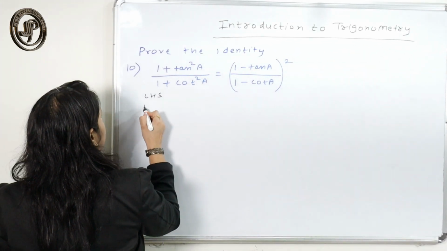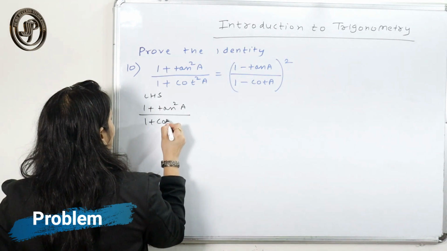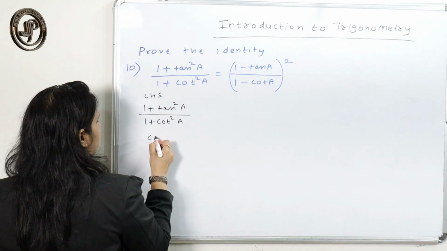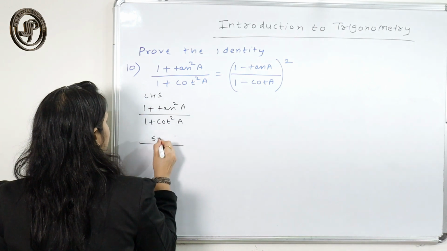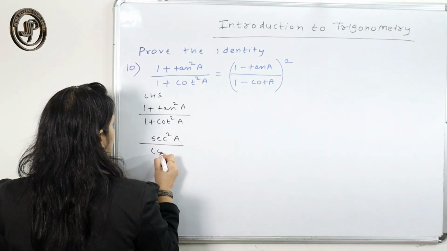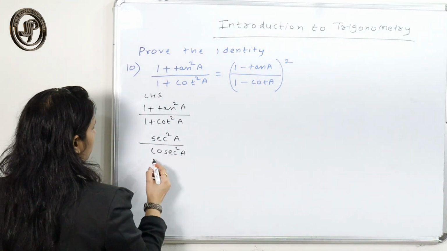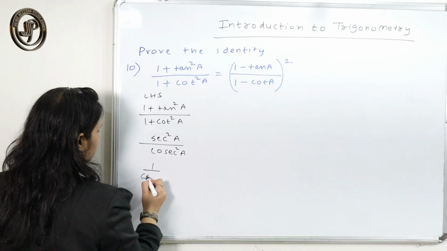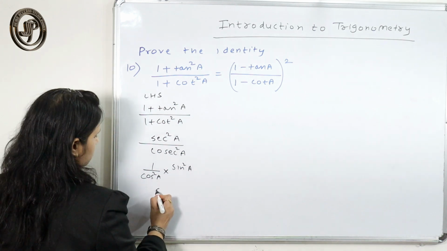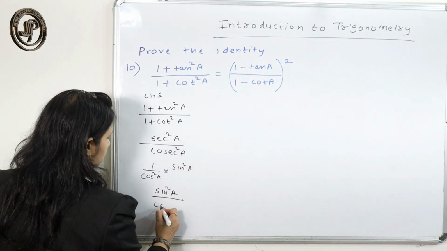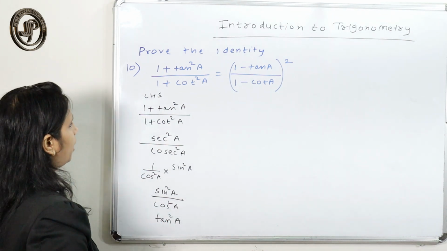Here I take LHS, (1 plus tan square A) upon (1 plus cot square A). 1 plus tan square A, we know the identity, which is equals to what? Sec square A. And 1 plus cot square A is cosec square A. So if you convert this into sin cos form, what can you write? Sec you can write as 1 by cos, and cosec you can write as 1 by sin. So they will get reciprocal. So you get sin square A by cos square A, which is equals to tan square A. So this is your LHS.